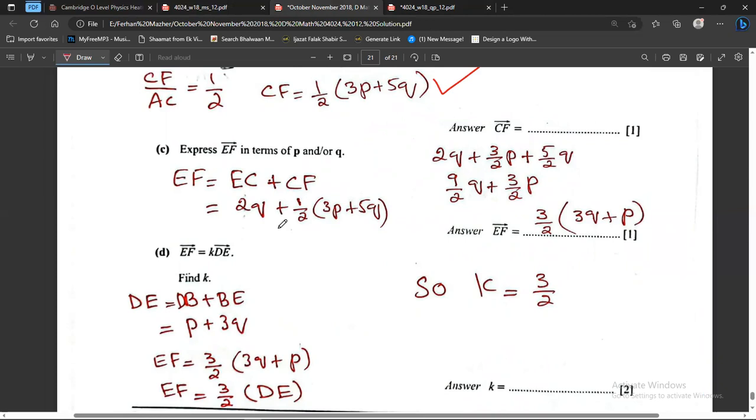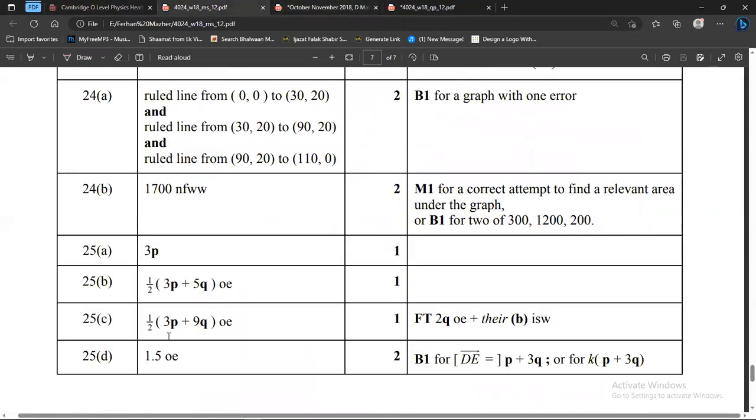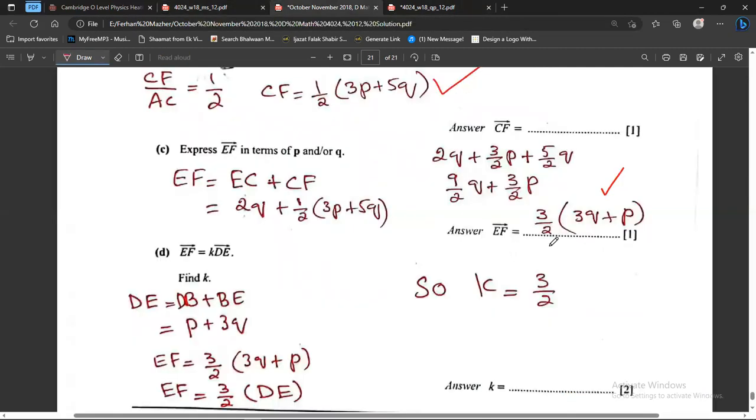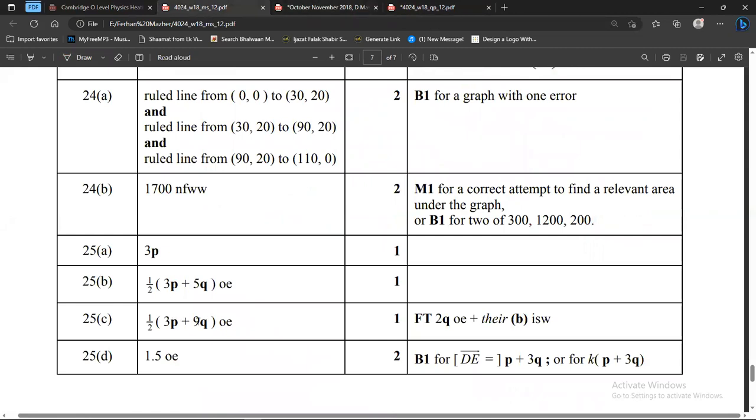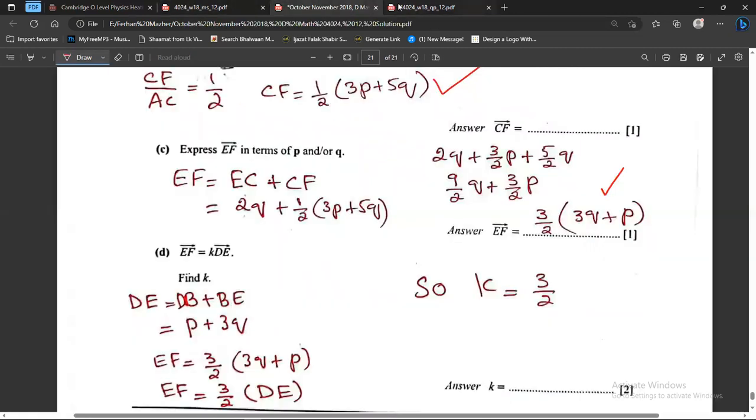So 2Q plus 3 by 2P plus 5 by 2Q. So it will become 4 plus 5, it will be 9. 9 by 2Q plus 3 by 2P. Take 3 by 2 common. So 3 by 2 bracket 3Q plus P. They have written this shape. Okay, so our answer is right. It's perfect. They have not taken 3 common, but I have taken because I will show you why I have taken common.